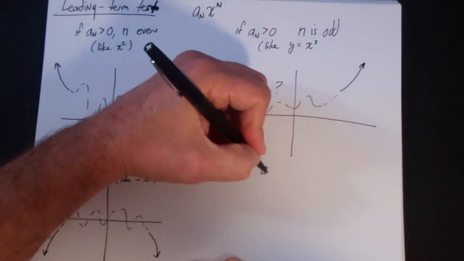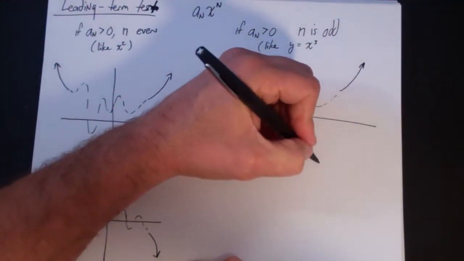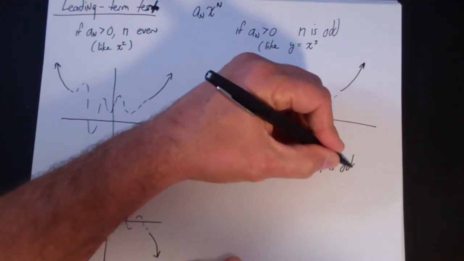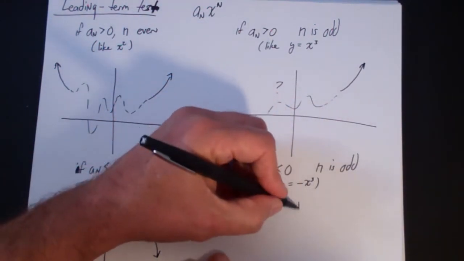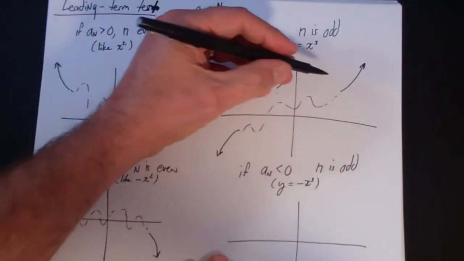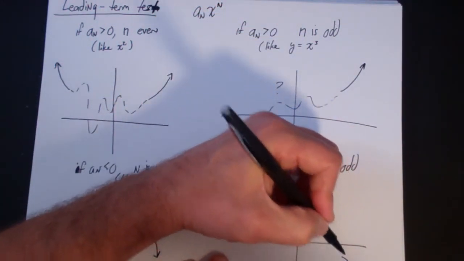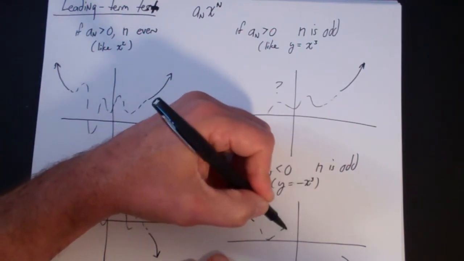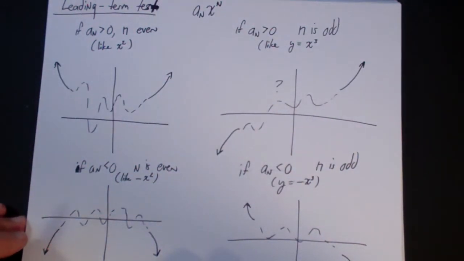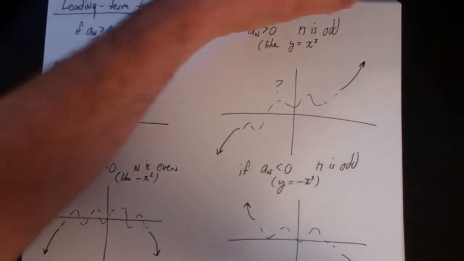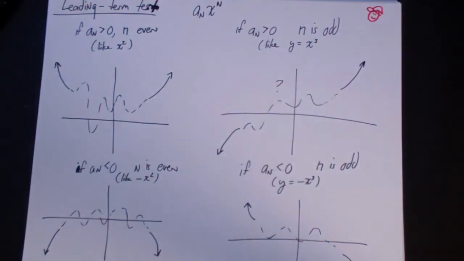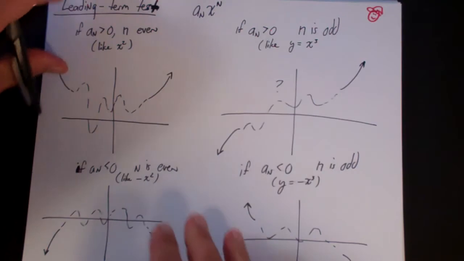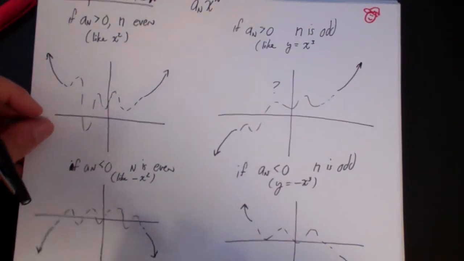If an is negative and n is odd, then it looks like y is equal to minus x cubed. Negative x cubed, of course, is flipped, so it looks like that, and it may be somewhat complicated in the middle. So that's actually something that you're going to memorize right there. Right? That you have 4 different possibilities. And I'm going to just rewrite this so that it's in a little easier way to remember it.